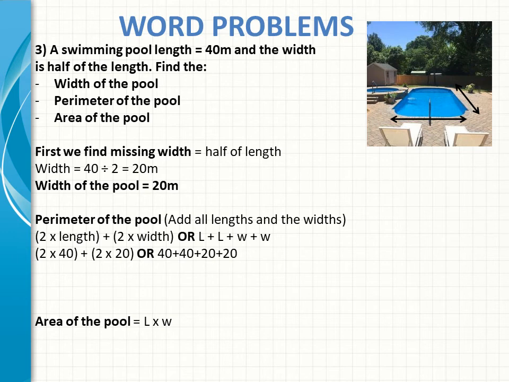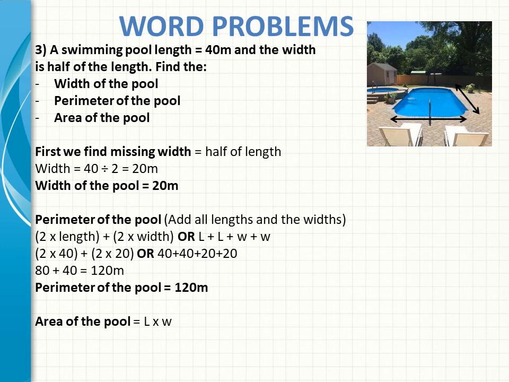So let's do it. 40 times 2 is 80, and 20 times 2 is 40. Or if you want, you can do 40 plus 40 plus 20 plus 20. And what's our answer? 120. The perimeter of the pool is 120 meters.